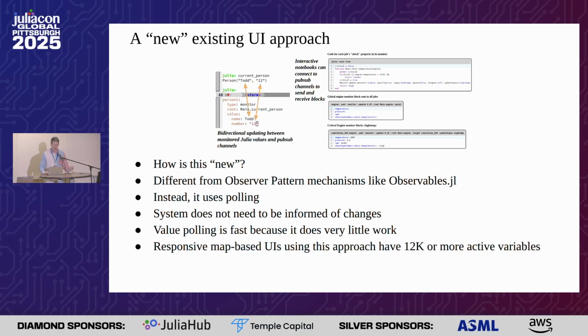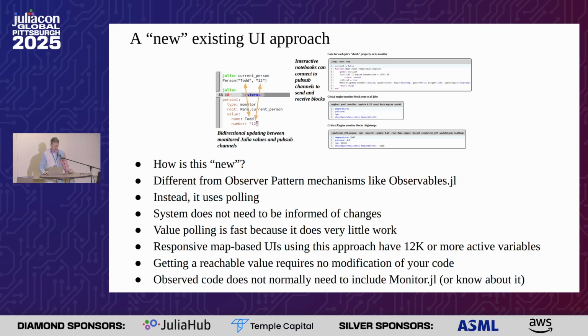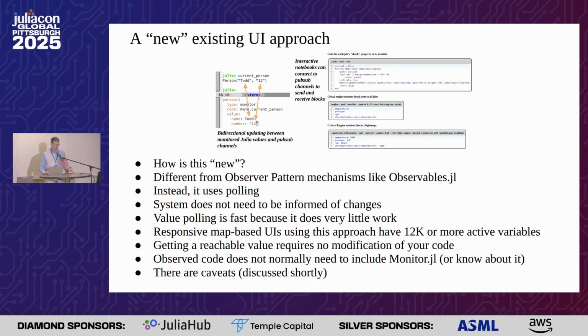Our app at my old company had 12,000 or more active variables at once for a map-based interface where every map square had X, Y, and the image URL and all that stuff, and there were a lot of variables, and it was very fast. Getting a reachable value doesn't require any modification of your code, provided that value is reachable. Observed code doesn't normally need to include Monitor.jl or even know about it. There are a few caveats that I'll talk about.